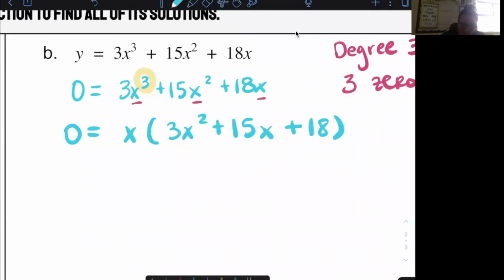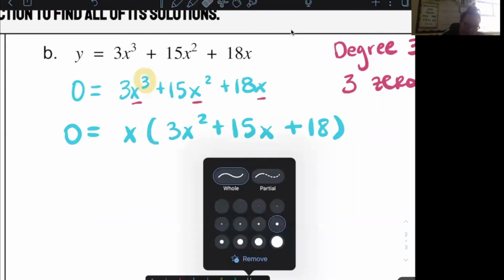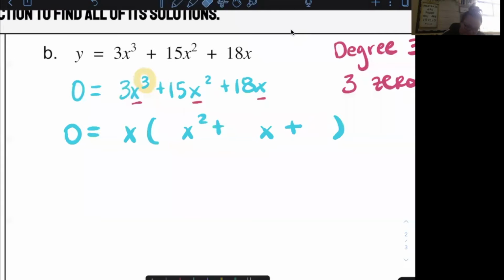You know what, though? I actually just realized that the GCF is actually 3x. 3 goes into 3, 15, and 8. So instead of just factoring out an x, you can also factor out a 3.